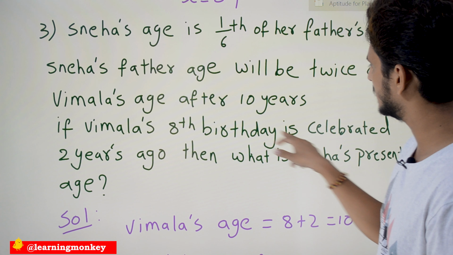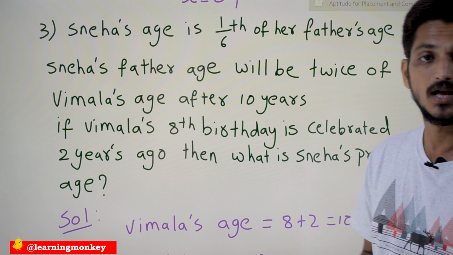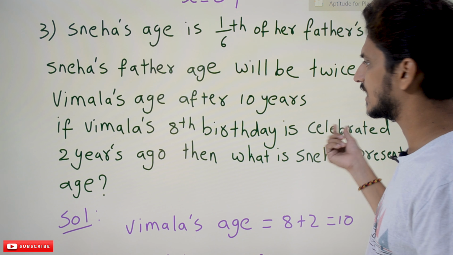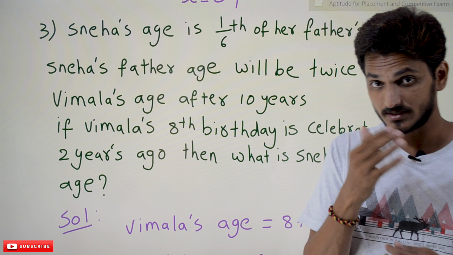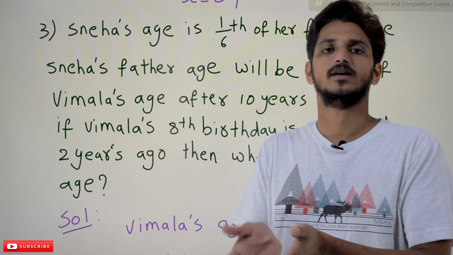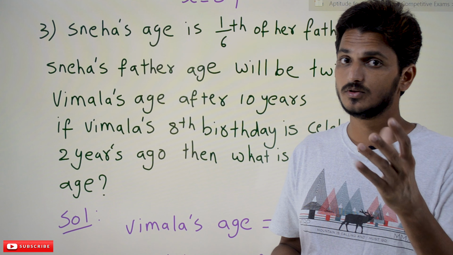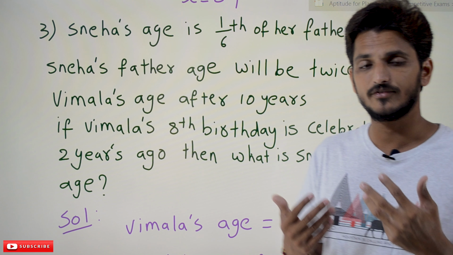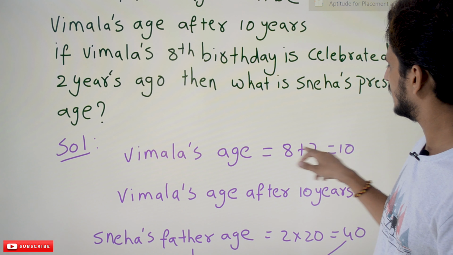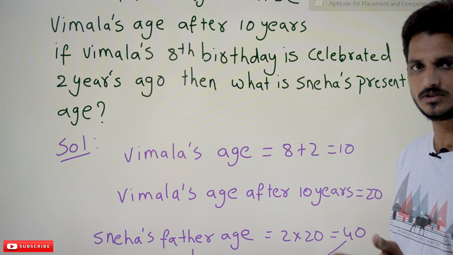If Vimala's 8th birthday was celebrated 2 years ago, then what is Sneha's present age? From the third statement, it was clearly mentioned that Vimala's 8th birthday was celebrated 2 years ago. So what is the present age of Vimala? 10 years. The third statement is very clear: Vimala's age is 8 plus 2, which is equal to 10 years.